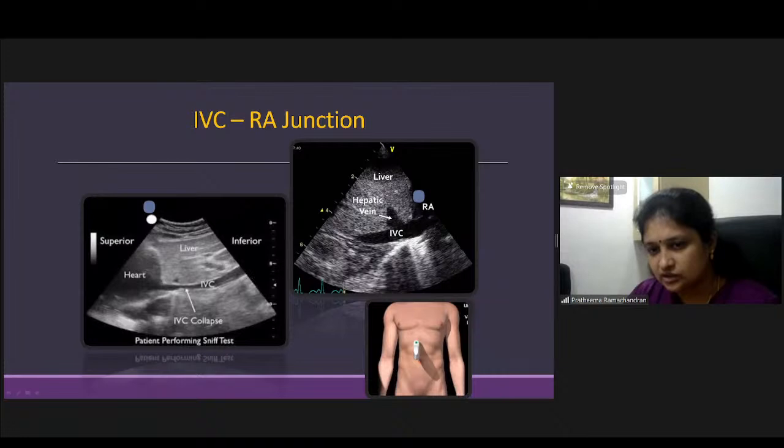So I have not put any images for B lines, but if there are B lines, we do not give fluids. We just make sure the patient is not overloaded. So if the IVC is full, but the patient's lung ultrasound is better and it doesn't have B lines, which is evidence of increased fluid overload, then we can give more fluids. So that is how we use the echo probe at the bedside.